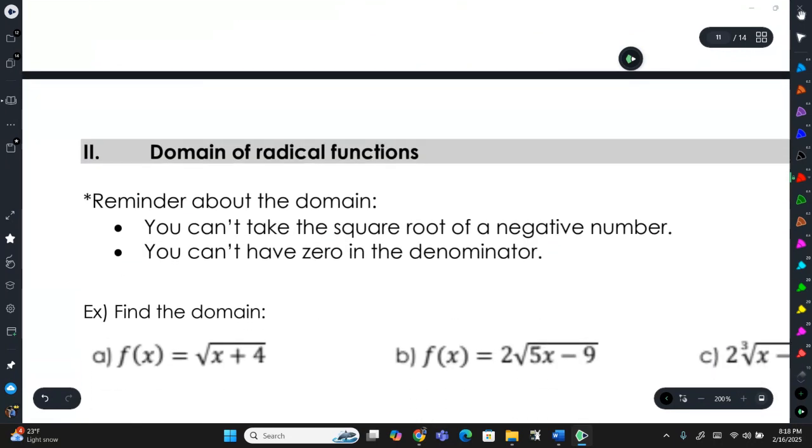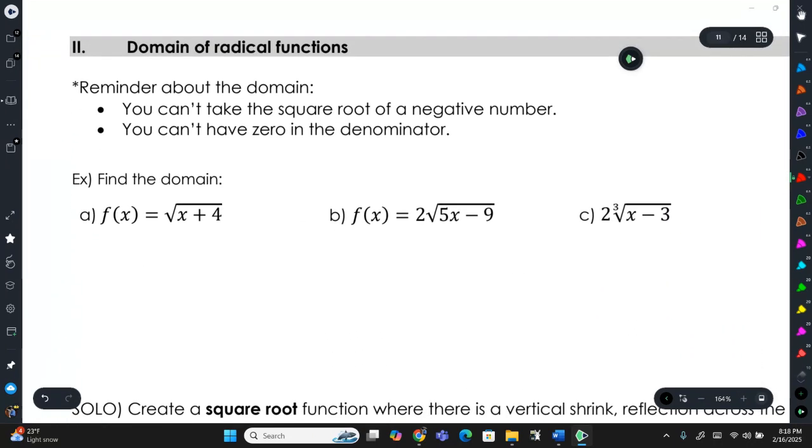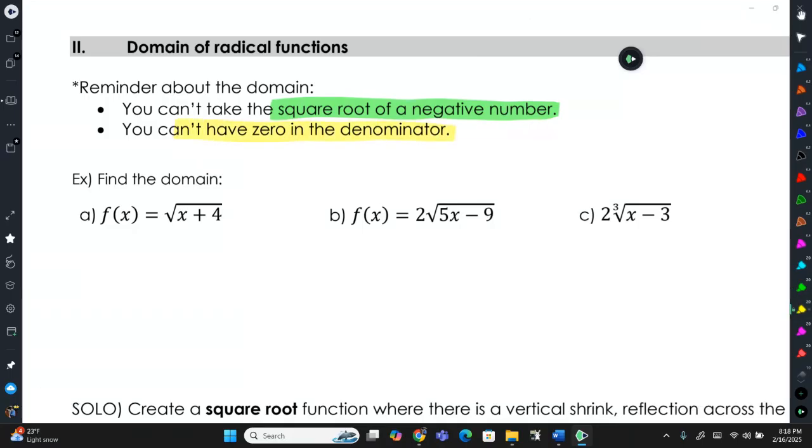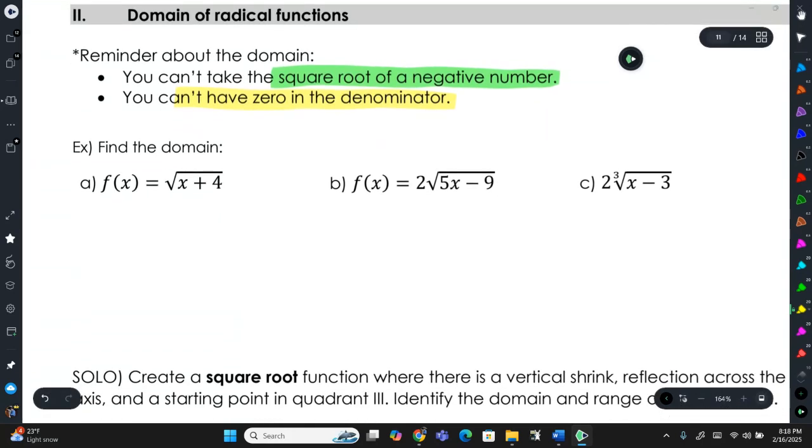All right, then on the next page, I want to go back and focus just on the domain of these radical functions, not the range, just the domain. So we're going to find the domain of these functions. Remember, like I said earlier, we can't have the square root of a negative number, and we can't have 0 in the denominator. Well, we're not dealing with fractions right now, so that part's going to go on hold, but that green part, we can't do the square root of a negative number.